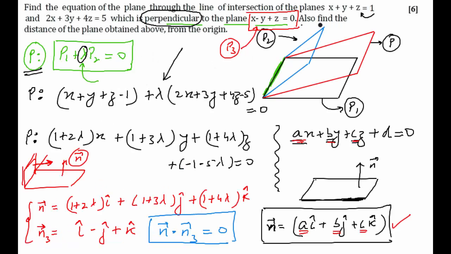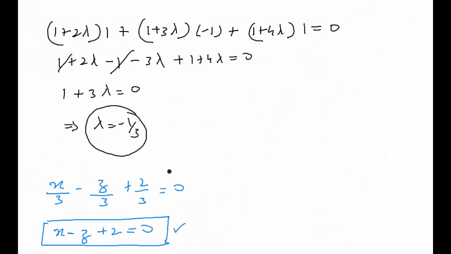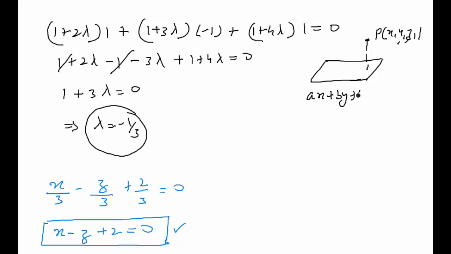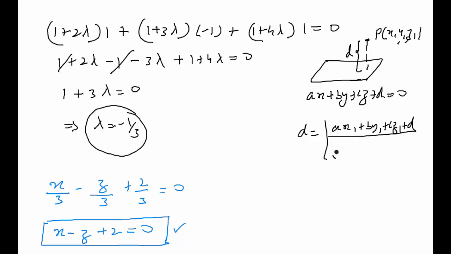But what is the second part? Also find the distance of plane obtained above from origin. Again, if we have to solve for the distance of any plane from a given point, let us call this point x1, y1, z1, and let us take again a general equation of plane, which is ax plus by plus cz plus d equal to 0. If this is the condition given to us, then the distance d is given by modulus of ax1 plus by1 plus cz1 plus d upon under root of a square plus b square plus c square. This is the standard result which we can use directly.